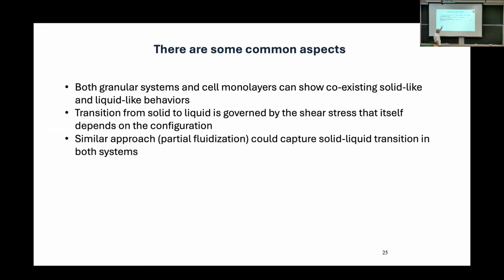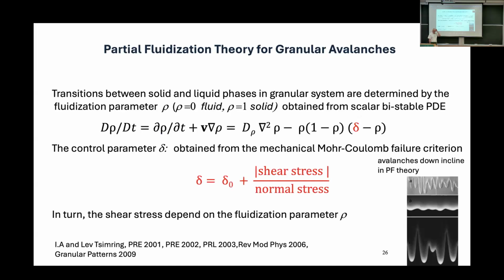And almost 20 years ago with Lev Tsimring, we developed a partial fluidization approach, which captures solid-like transition in granular systems. And we actually use this approach to describe these cell monolayers. So in essence, for granular avalanches, we use the following approach.